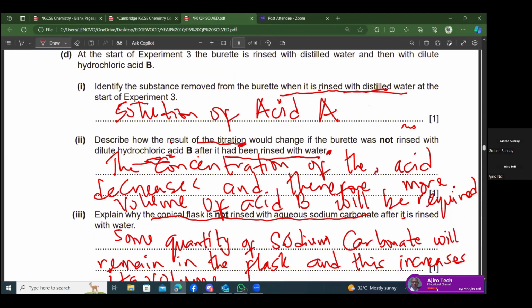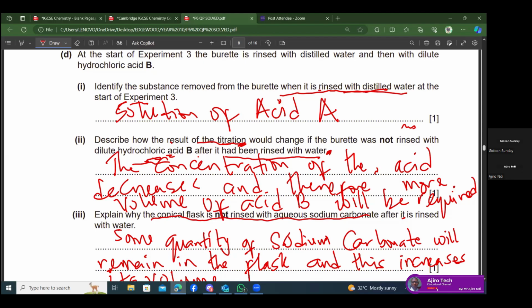And for experiment 2, from the details of the experiment, you see that it is acid A that was used in experiment 1 and 2. So you are rinsing the burette with water to remove the solution of acid A. Because for experiment 1 and 2, it was acid A that was used. So in experiment 3, we are switching to acid B. So the essence of rinsing is to remove solutions of acid A.